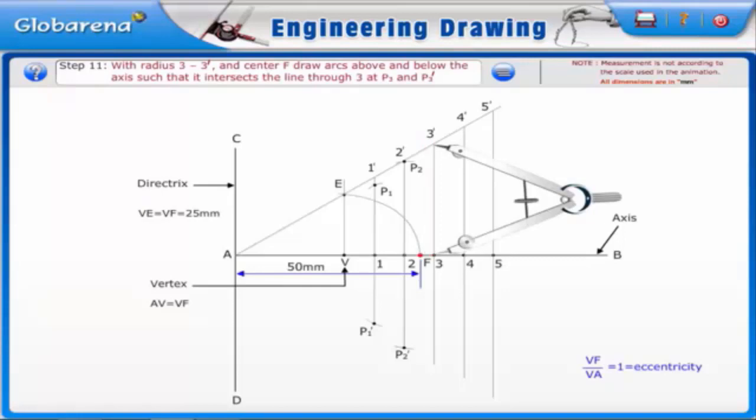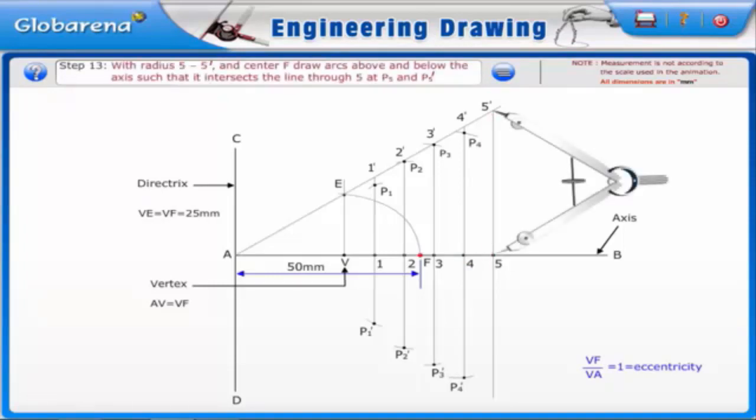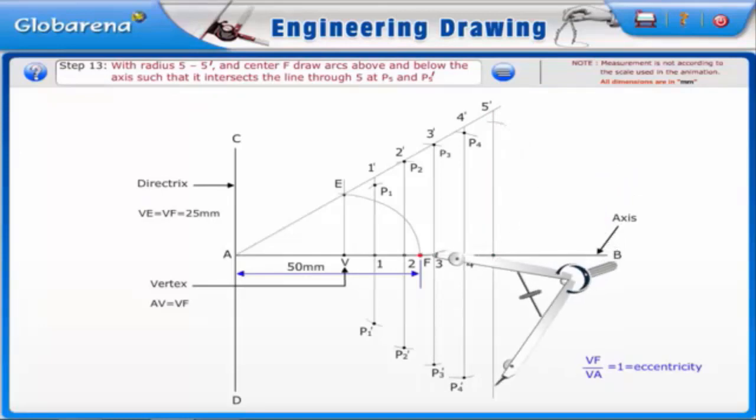With radius 3-3' and center F, draw arcs above and below the axis such that they intersect the line through 3 at P3 and P3'. With radius 4-4' and center F, draw arcs above and below the axis such that they intersect the line through 4 at P4 and P4'. With radius 5-5' and center F, draw arcs above and below the axis such that they intersect the line through 5 at P5 and P5'.